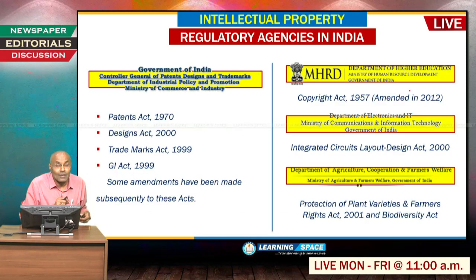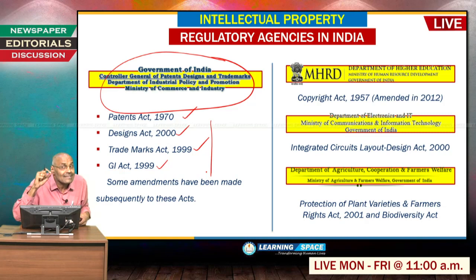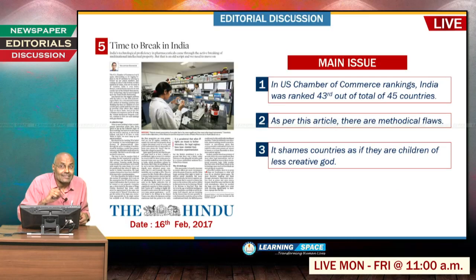Then regulatory agencies in our country: most of this intellectual property is regulated by the Controller General of Patents, Designs and Trademarks. Please do not forget, this covers the Patents Act, Designs Act, Trademarks Act and Geographical Indication Act. Geographical Indication Act means Nagpur oranges, Kanchipuram saris. These are all examples of Geographical Indications, and for all these things, the Controller General of Patents, Designs and Trademarks under the Department of Industrial Policy and Promotion is the nodal authority. Let us come back to the article.